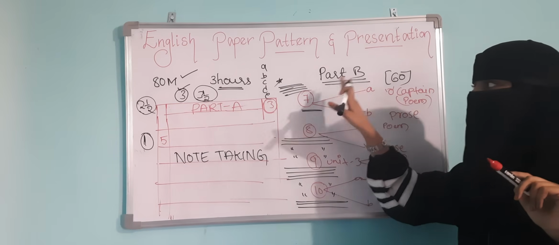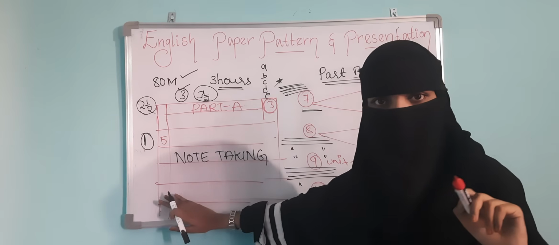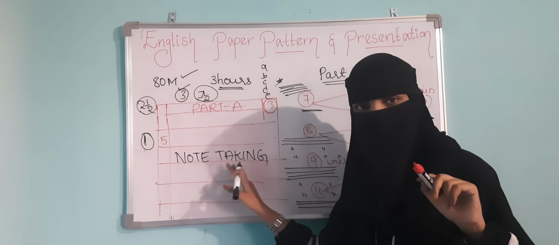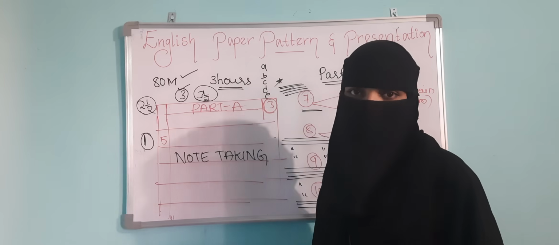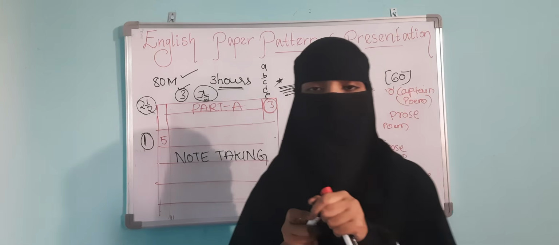First attempt part B, then only come and write part A. Okay. And try to mention the headings like about the poet, summary, conclusion and all in capital letters. So this was the paper pattern as well as the paper presentation.